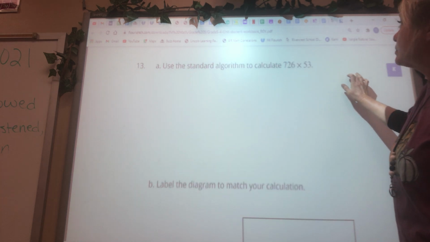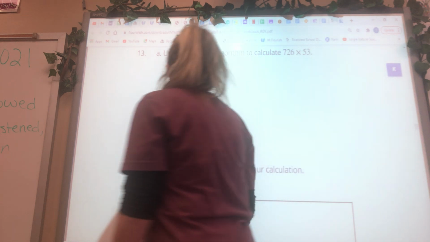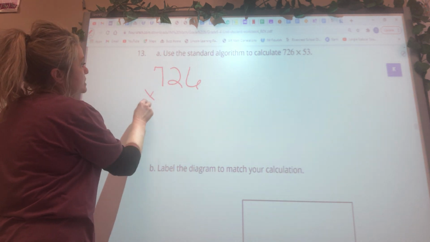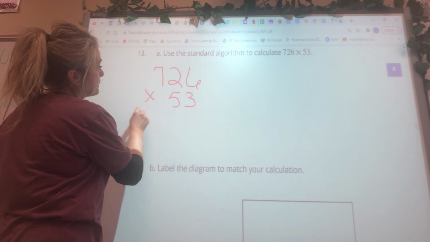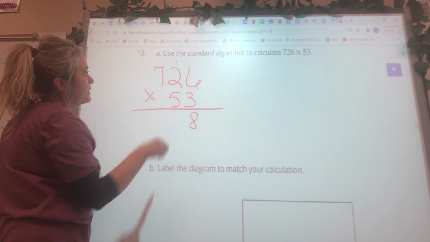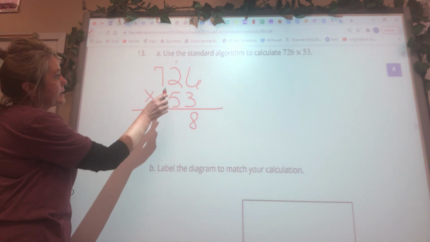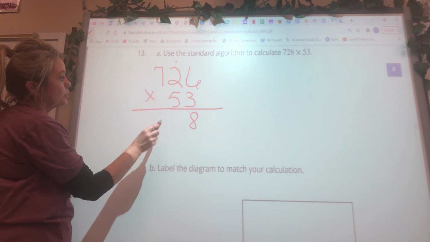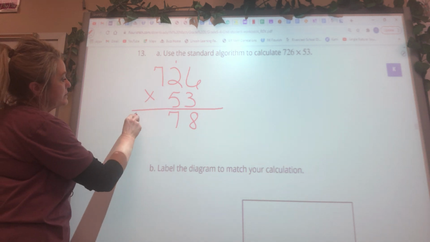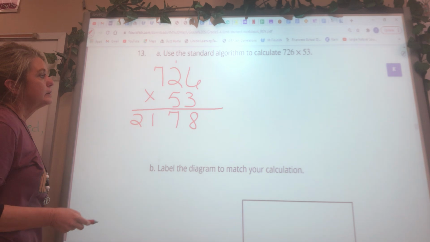Use the standard algorithm to calculate 726 times 53. 3 times 6 is 18. Carry your 1. 3 times 2 is 6, plus the 1 that you carried is 7. And 3 times 7 is 21.